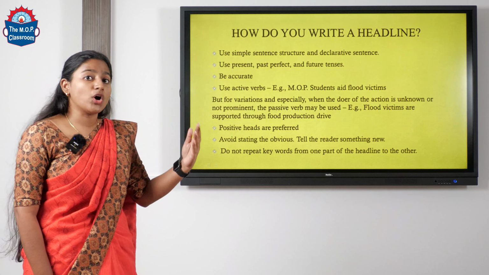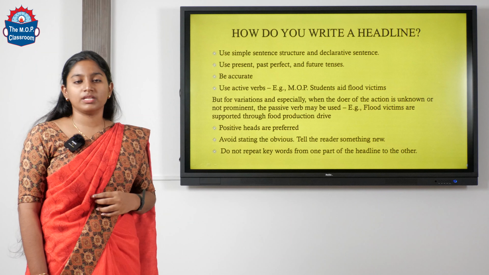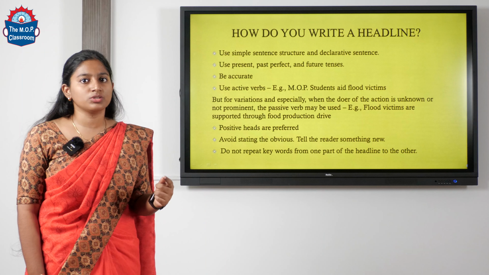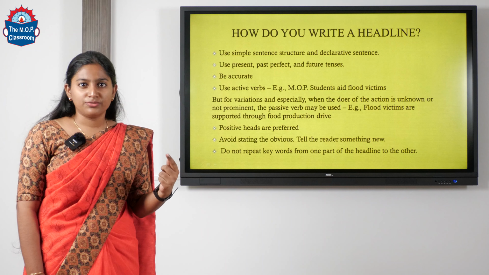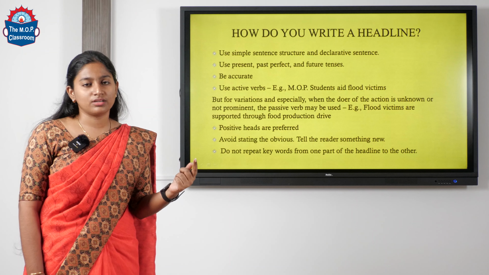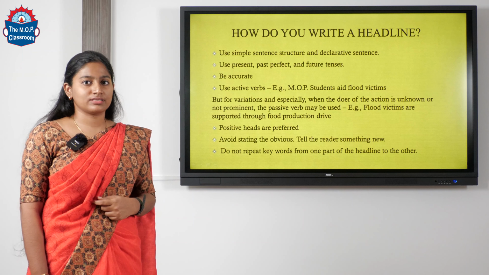And you have to avoid stating the obvious because there are plenty of newspapers available in the market and they are going to cover the most important news. It will be repetitive. So you have to be different with your headline to trigger the reader's curiosity, and that is how you can increase your readers count.